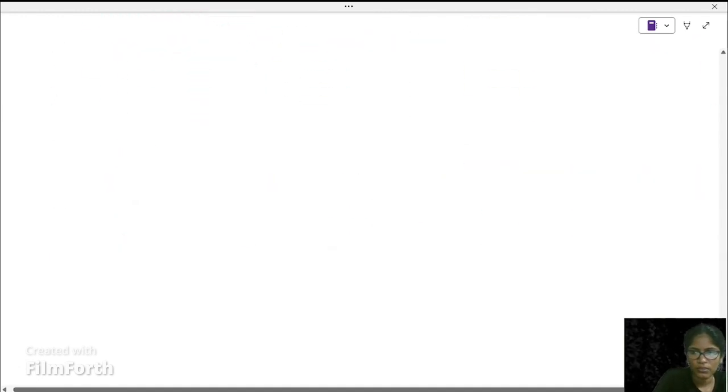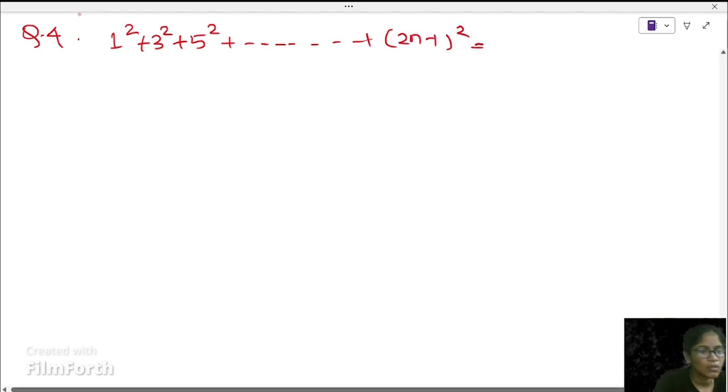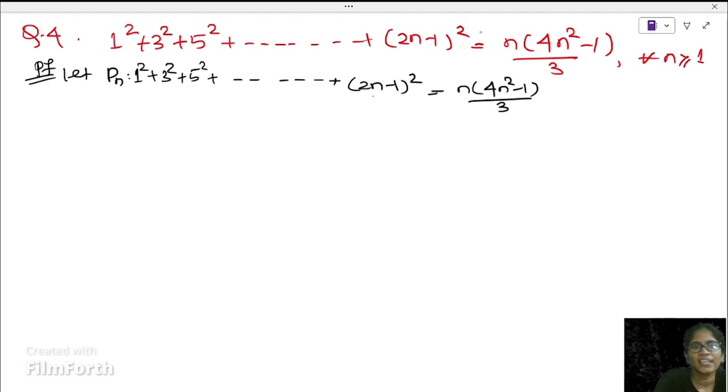Next, move to question number 4. To prove 1 square plus 3 square plus 5 square plus up to 2n minus 1 square is equal to n into 4n square minus 1 by 3 for all n greater than or equal to 1. Okay, let P(n) be this.